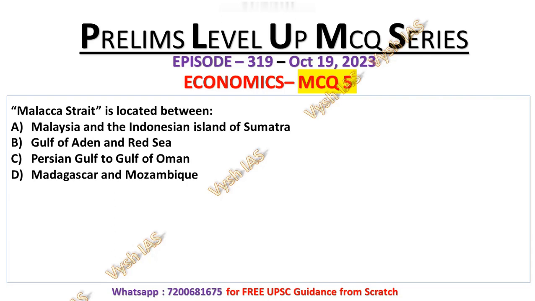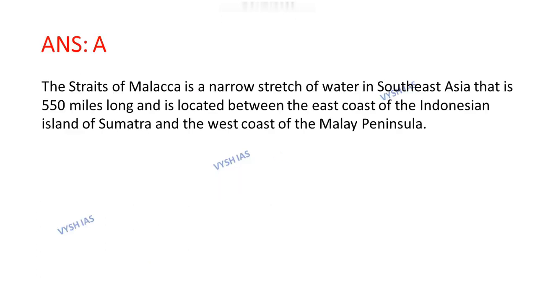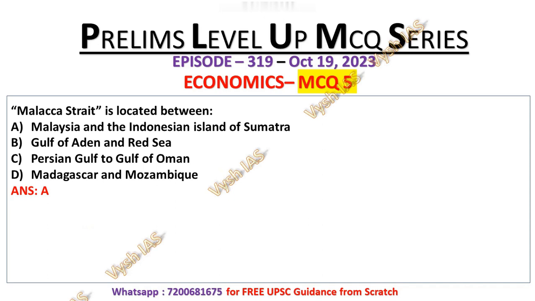So, I will give you 10 seconds, try to answer this question. It's a very easy question. So its correct answer will be option number A, that is Malaysia and Indonesian island of Sumatra. Now the explanation. The Straits of Malacca is a narrow stretch of water in Southeast Asia that is 550 miles long and is located between east coast of Indonesian island of Sumatra and west coast of Malay Peninsula. That is given in option A, Malaysia and Indonesian island of Sumatra.